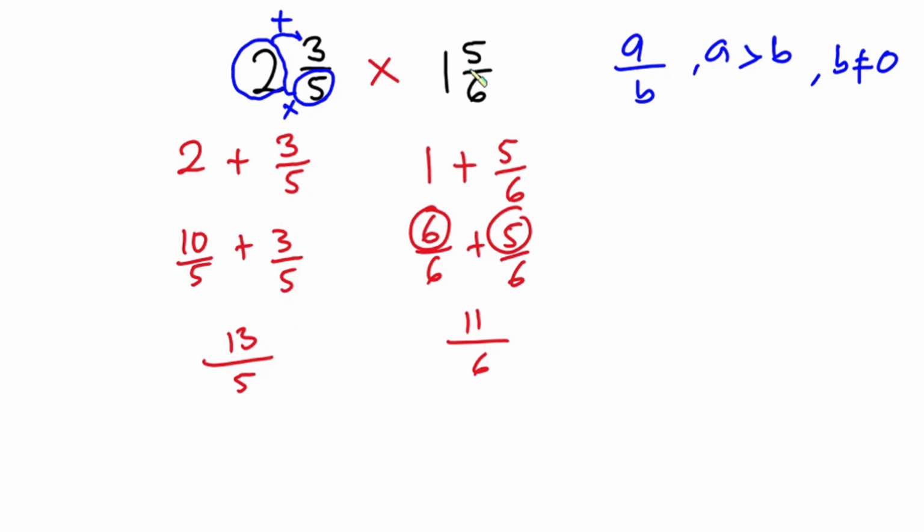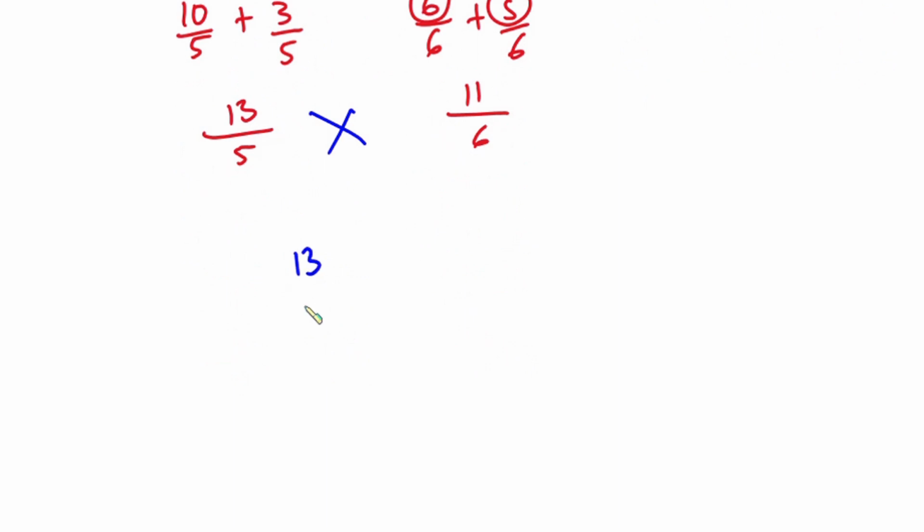Now let's focus on this. From here, you just multiply this 6 by 1, so we have 6 times 1, which is still 6, plus 5, which is 11, divided by the denominator of the fractional part, which is 6. And from the problem, we are to multiply, so what you have to do is multiply this by this. So we have 13 over 5 times 11 over 6.